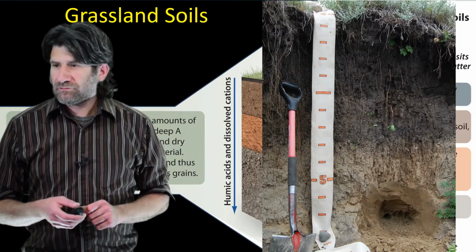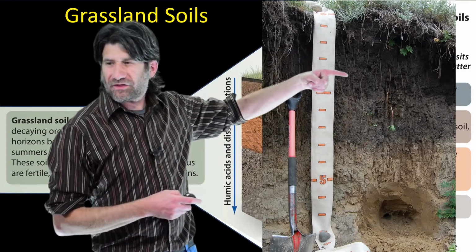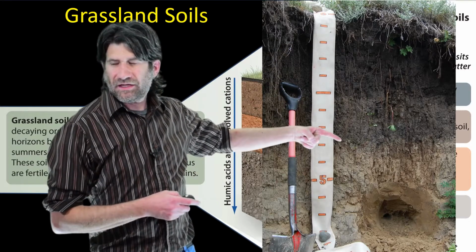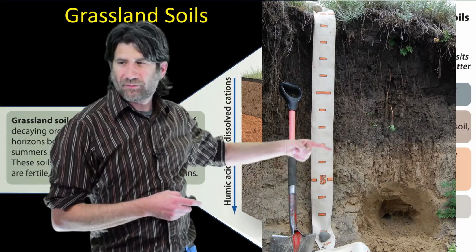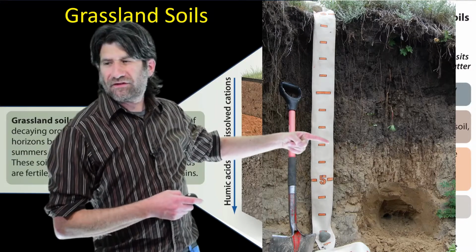Finally, oh, and there's a picture of our grassland soil. Sorry about that. So here we get that big, thick A horizon, and in this case, our B horizon under. Look at that. That B horizon is very, very thick in this case, over half a meter in thickness.